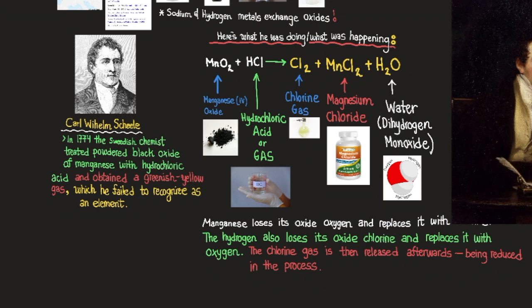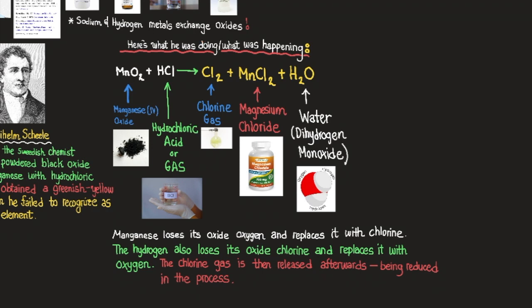The manganese gets oxidized by the chlorine and the hydrogen gets oxidized by the oxygen with its previous bond with manganese. Summary: manganese loses its oxide oxygen and replaces it with chlorine, becoming manganese chloride. The hydrogen also loses its oxide chlorine and replaces it with oxygen becoming water, previously being hydrochloric acid. The hydrogen in the hydrochloric acid compound becomes also part of the water molecule, which gets created. The chlorine gas is then released from the hydrochloric acid and becomes chlorine, which is a diatomic molecule, self-oxidizing itself. The oxygen also involves itself in the water molecule, which becomes water. As a result, the chlorine gas is released afterwards, being reduced in the process.